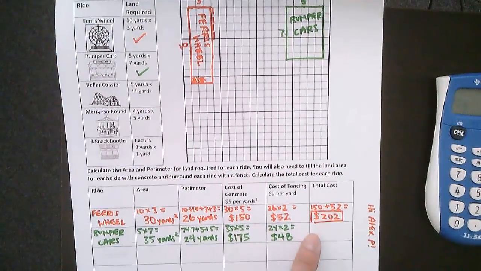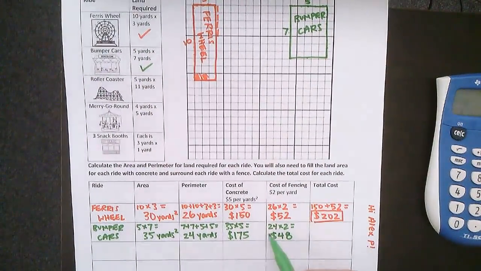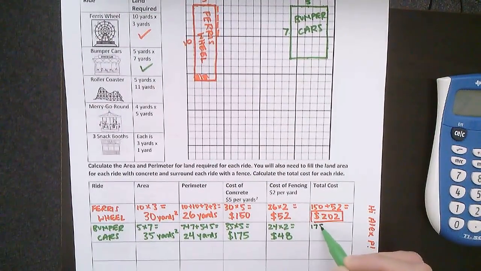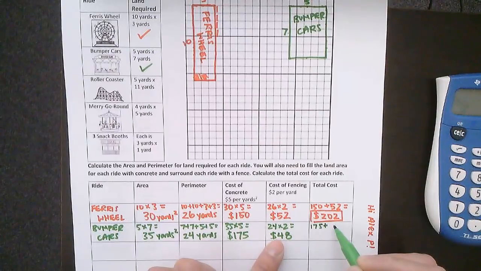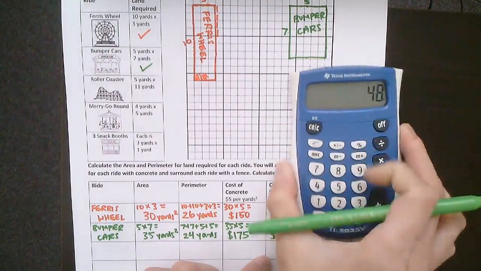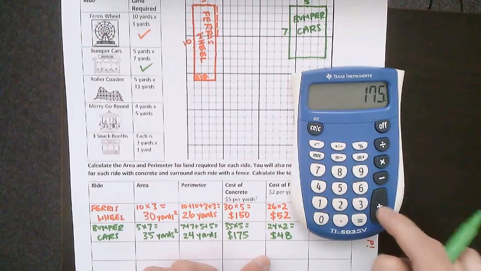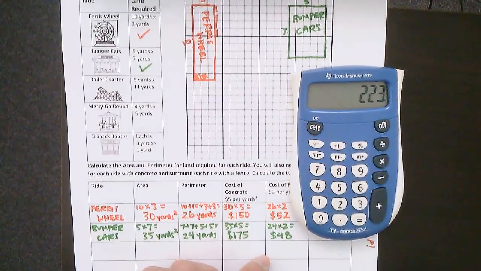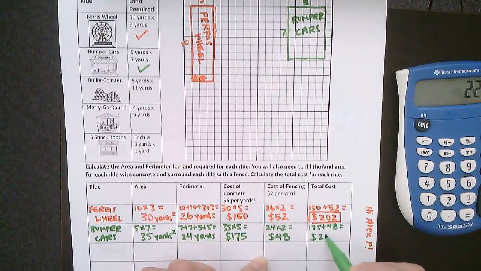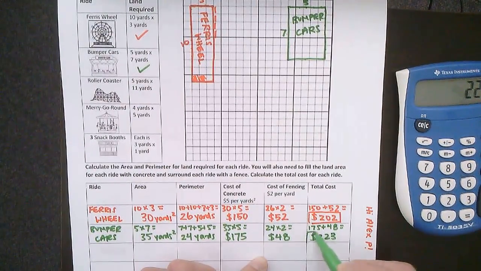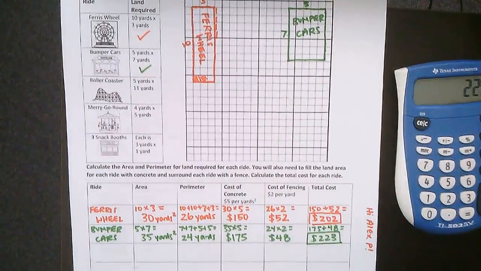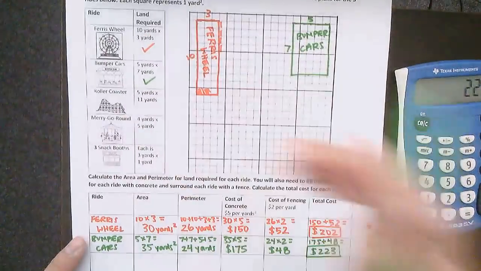And then for the total cost, it's 175 for the concrete plus the $48 for the fence. Add those up. 175 plus 48, 223 in total. There we go. All done with the bumper cars.